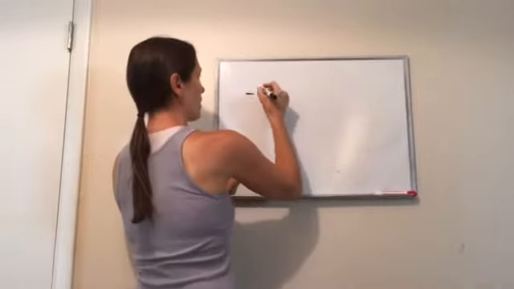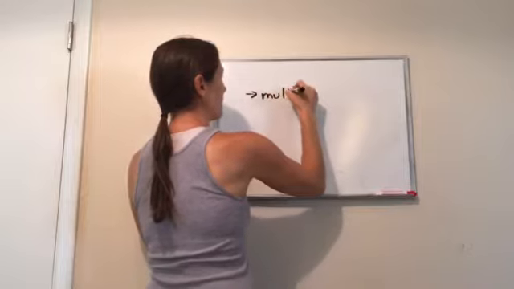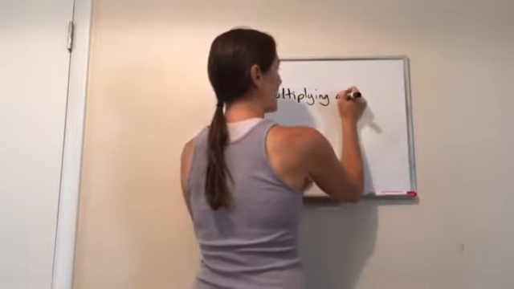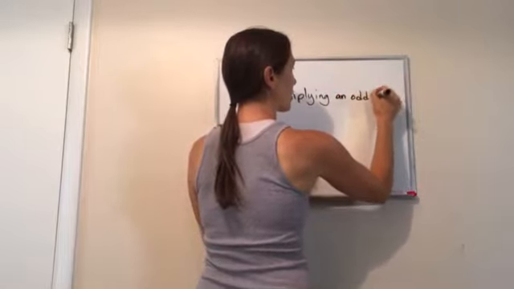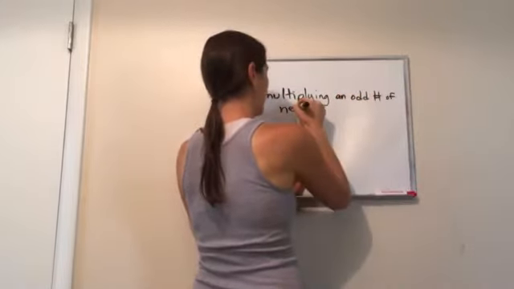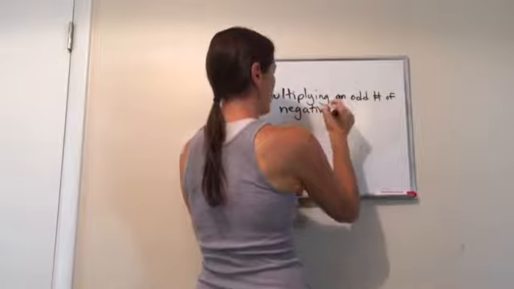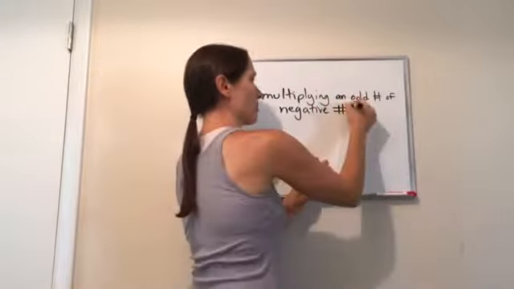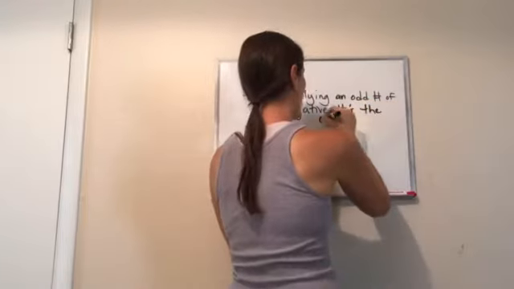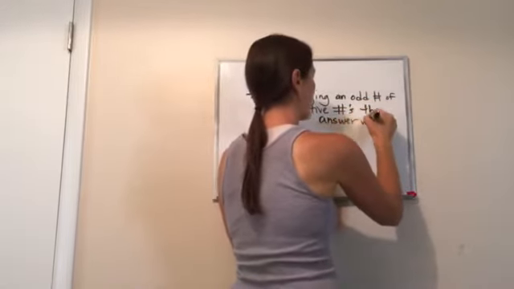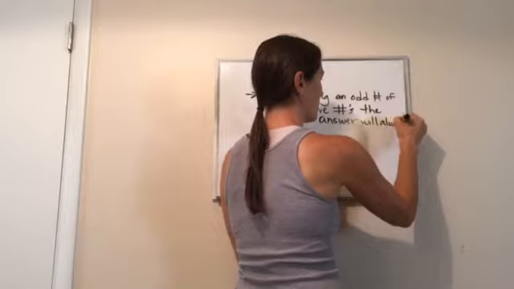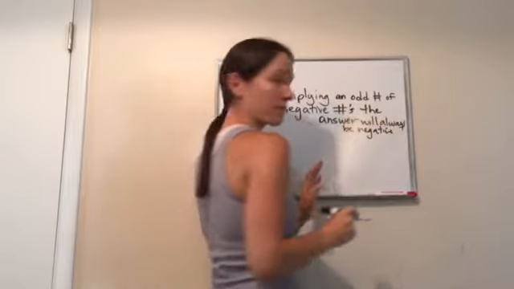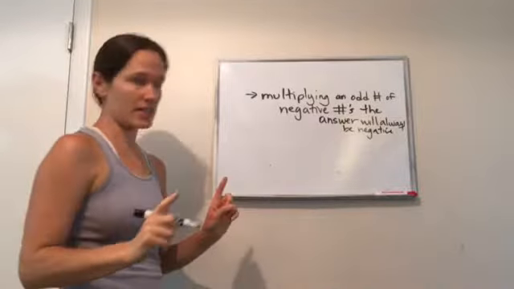If you are multiplying an odd number of negative numbers, the answer will always be negative. Now I'm going to explain to you what I mean by that. Okay? What I mean by that is this.